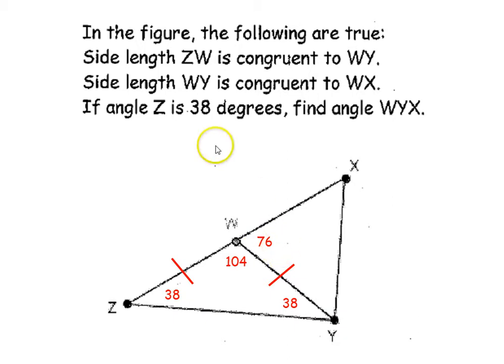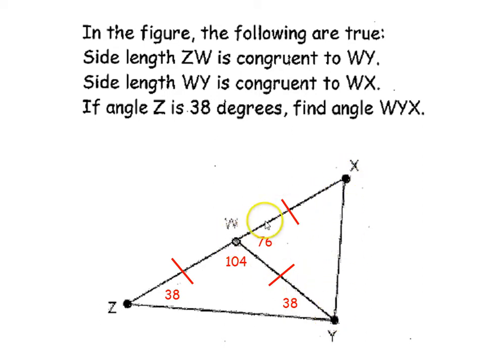Now that I have this, I'm going to go back to this sentence here. Side length WY, this side length here, is congruent to WX. That would be this side length here. So I can put a tick mark here and say, well, these two are the same. And now if I look sideways a little bit, I can see that this triangle right here is an isosceles triangle because it has two equal sides. This side and this side are the same. I know this vertex angle here is 76. These two angles here have to be the same measure because this is an isosceles triangle.